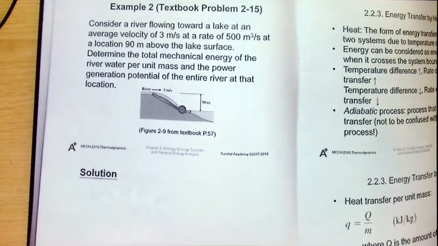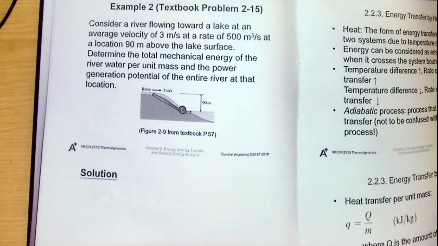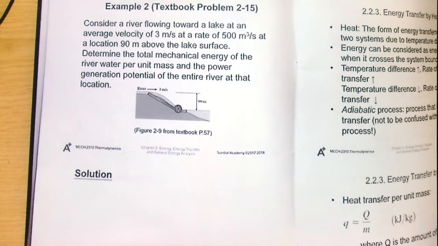Okay, now we will talk about example 2, that is textbook problem 2.15. Consider a river flowing towards a lake at an average velocity of 3 meters per second at a rate of 500 meter cube per second, and this meter cube per second should be the volume flow rate, at a location 90 meters above the lake surface.